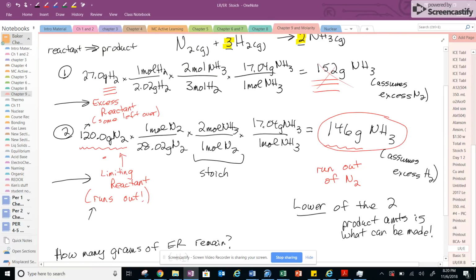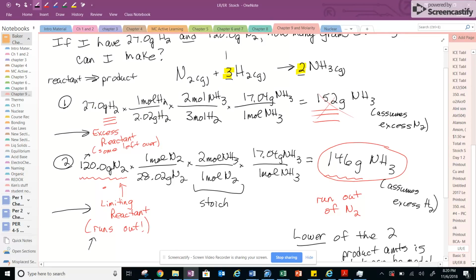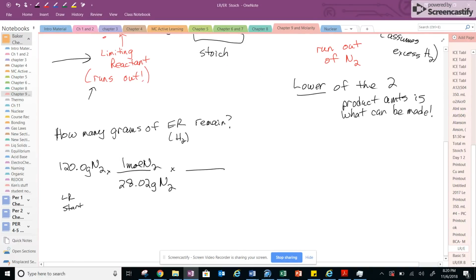according to my balanced equation, for every 3 moles of hydrogen that I use, I also need to use 1 mole of nitrogen. So I'm relating the quantities of 2 different substances in the chemical equation. So this says for every 1 mole of nitrogen, I need to use 3 moles of hydrogen. So this is the stoichiometry, okay? And then every 1 mole of hydrogen has a mass of 2.02 grams of hydrogen.